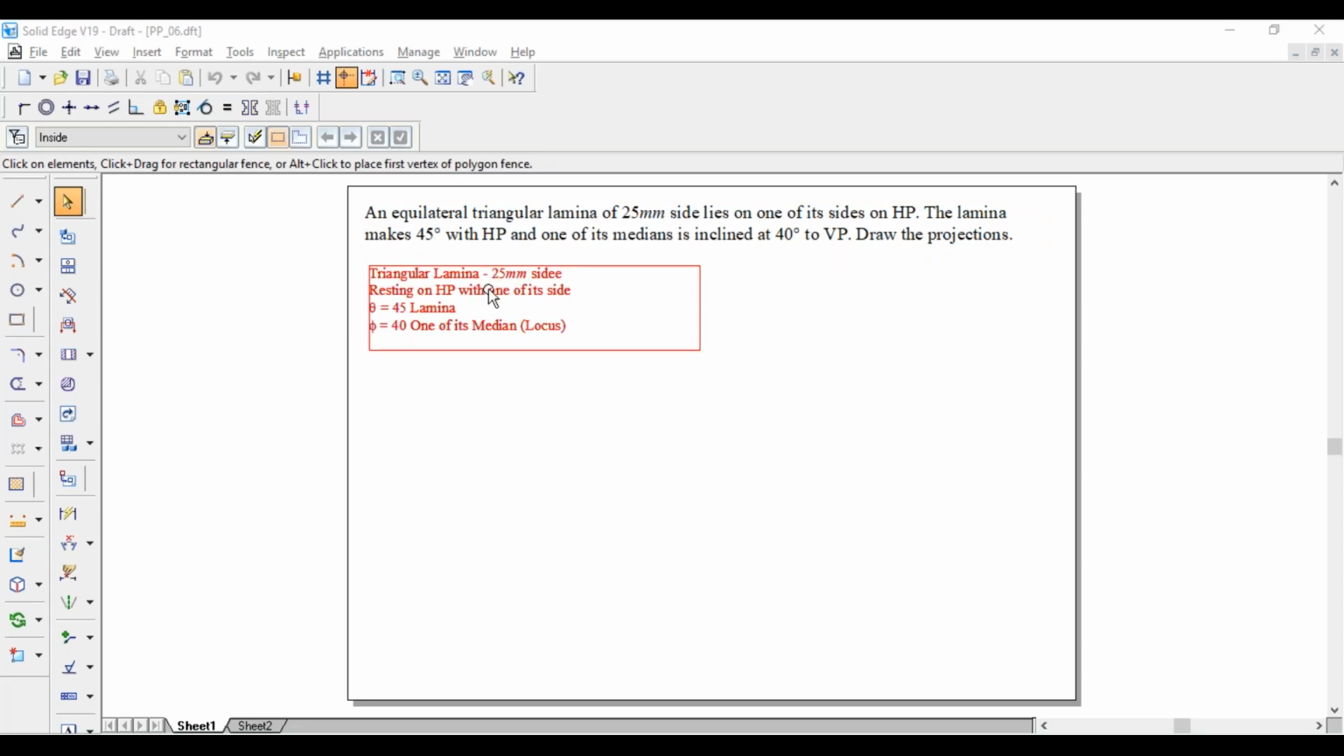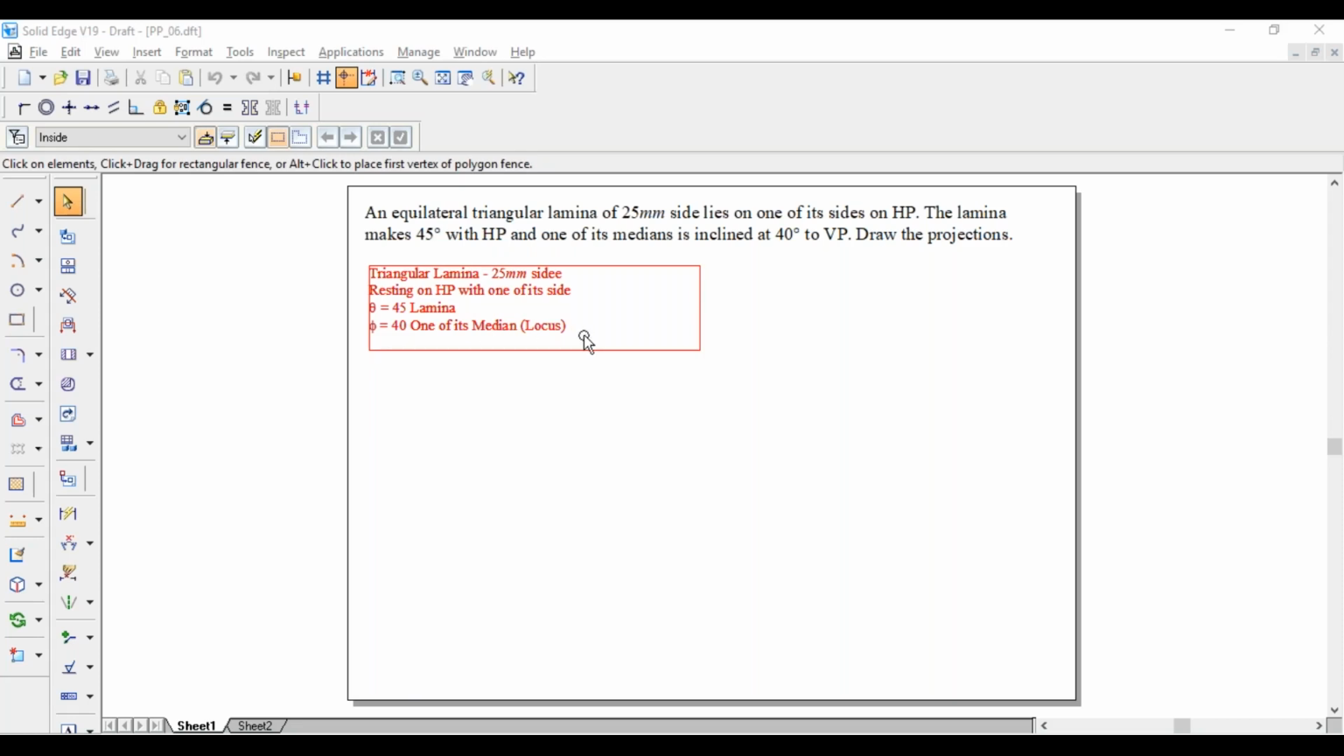It is resting on HP with one of its sides. As it is resting on HP, it is parallel to HP, and that side has to come towards the left side. The lamina is making an angle of 45 degree with respect to HP, that is theta is equal to 45 degree, whereas one of its medians is making an angle of 40 degree with respect to VP. So phi is equal to 40 degree.